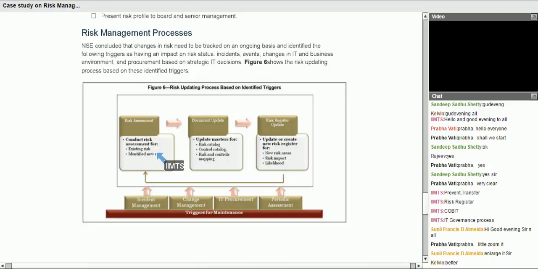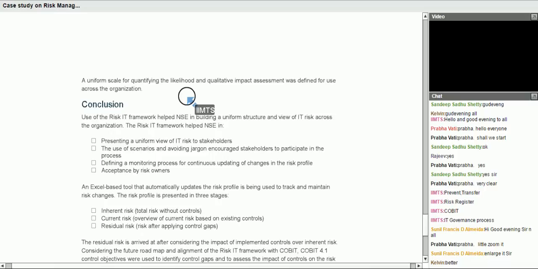How can they do the risk assessment? They conduct risk assessment for existing risk and for identified new risk. Then how do they do the document update? They update master for risk catalog, control catalog and risk and controls mapping. Fourth, the risk register update. They update or create new risk register for new risk areas, risk impact and likelihood. So a uniform scale for quantifying the likelihood and quantitative impact assessment was defined for use across the organization.